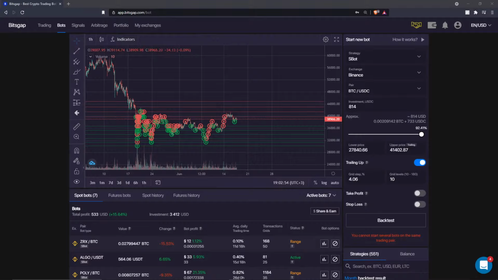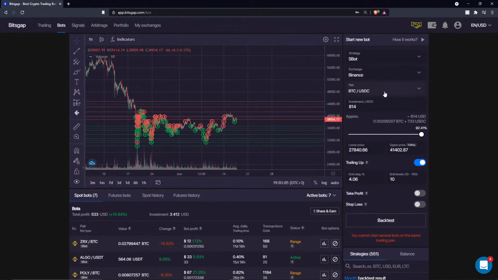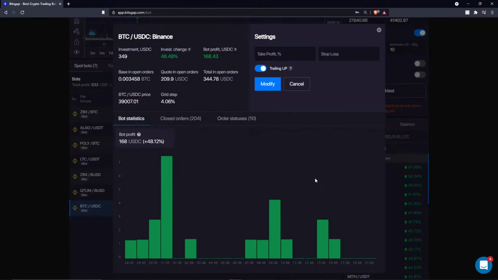Is there a way to readjust your grids while the bot is running? No, it's not possible. You just need to close the bot and launch it with a new configuration. That's the only way. Only a few things can be changed in bots: the trailing up, the take profit, and the stop loss.